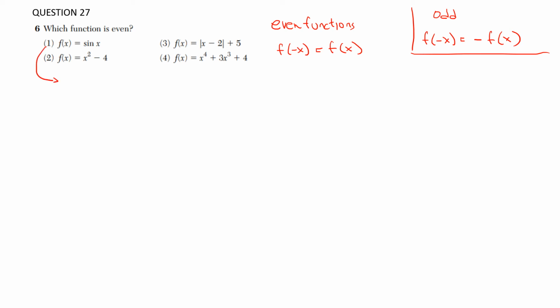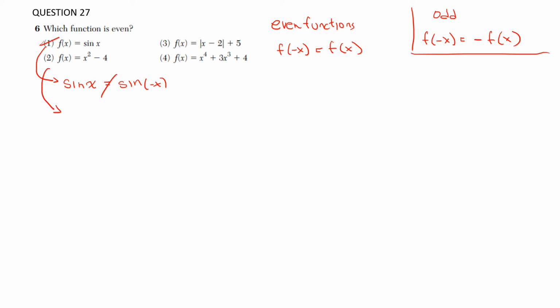So answer choice 1, we have sine of x. Now is sine of x equal to sine of -x? I can think of one example where this isn't true. That's pi over 2, right? So sine of pi over 2 is 1, but sine of negative pi over 2 is -1. So this doesn't work. We can cross this out.